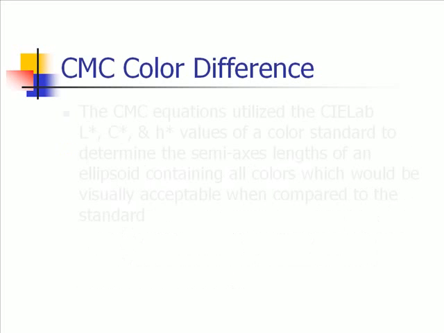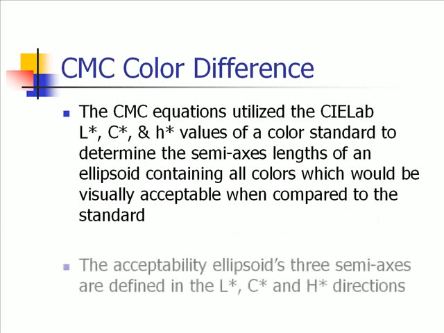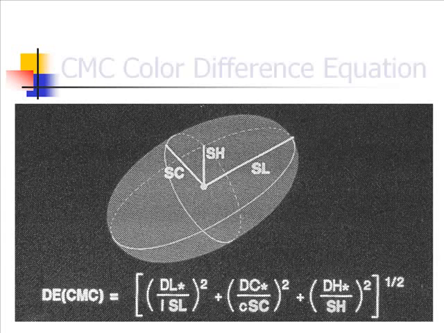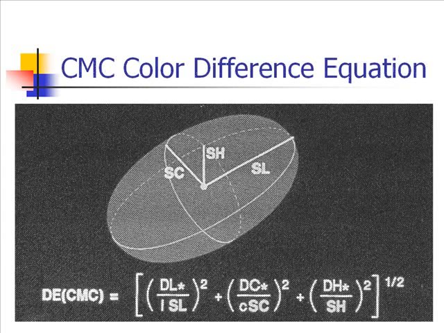The CMC equations utilize CIELAB L star, C star, and H star values of a color standard to determine the semi-axis lengths of an ellipsoid containing all colors which would be visually acceptable when compared to the standard. Acceptability ellipsoids' three semi-axes are defined in the L, C, and H directions. This is what our volume looks like, and we have our equation down here at the bottom. We have an L axis, a C axis in one direction, and an H axis in the other direction.